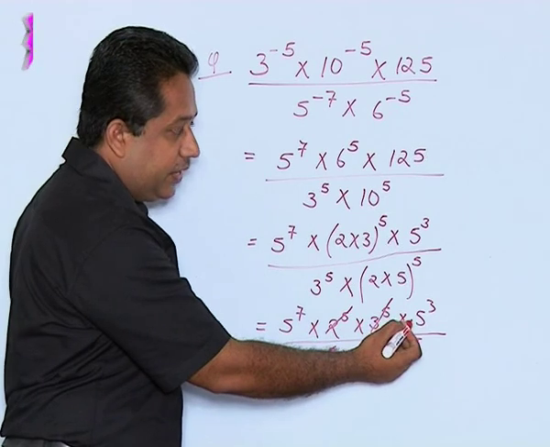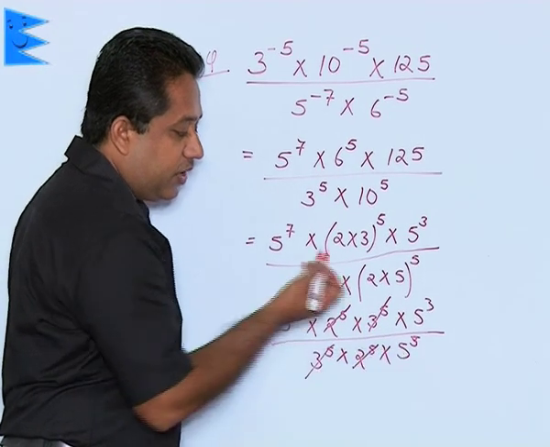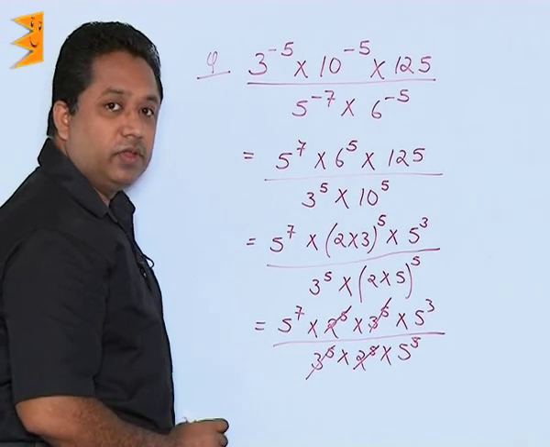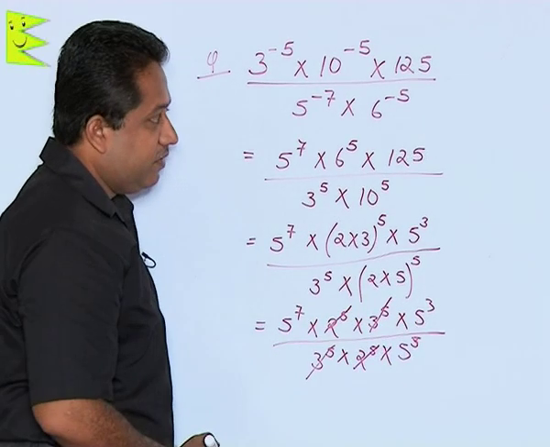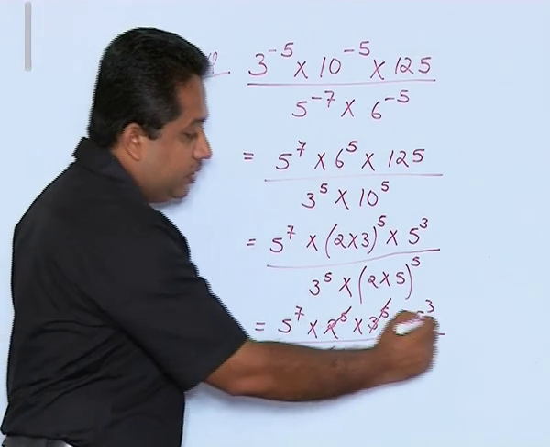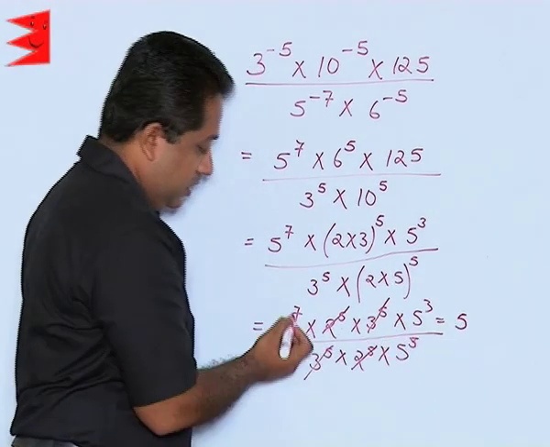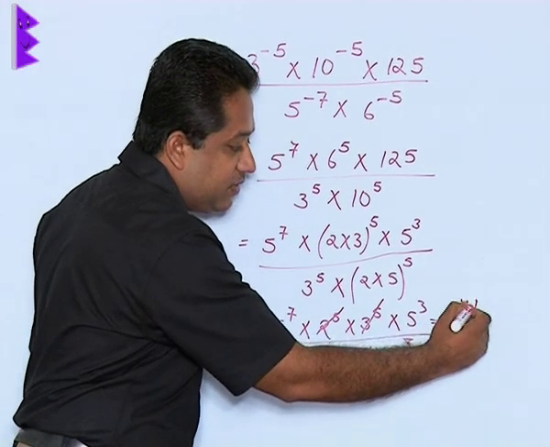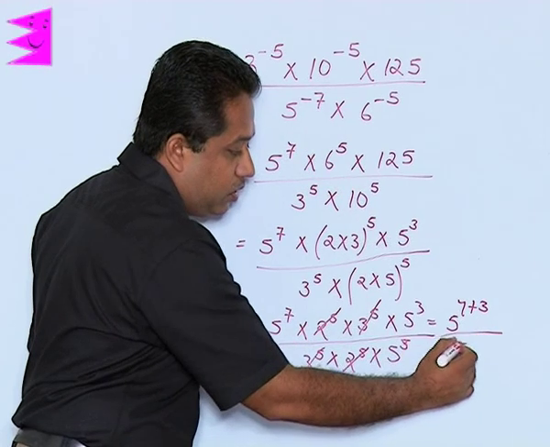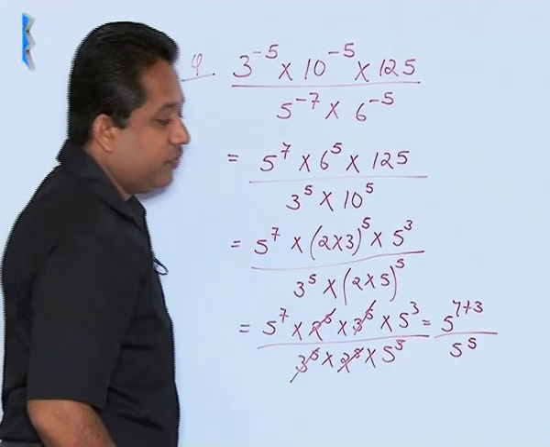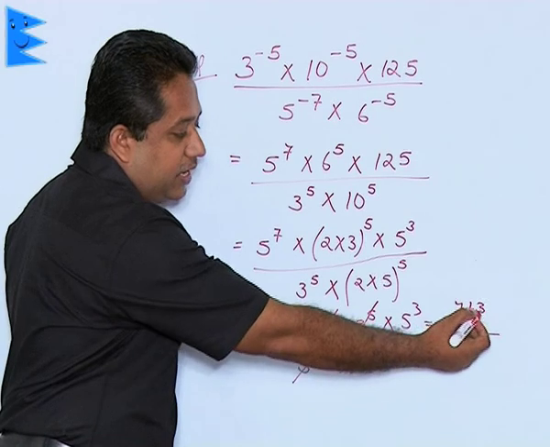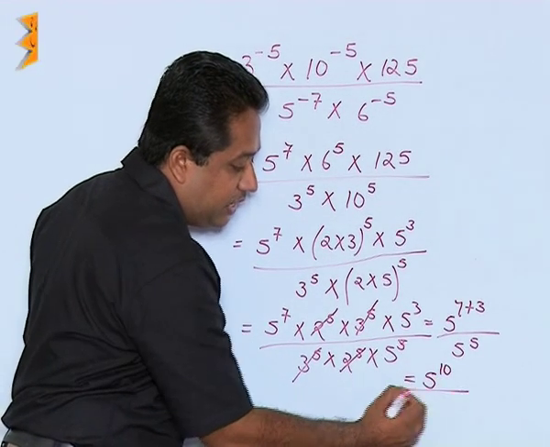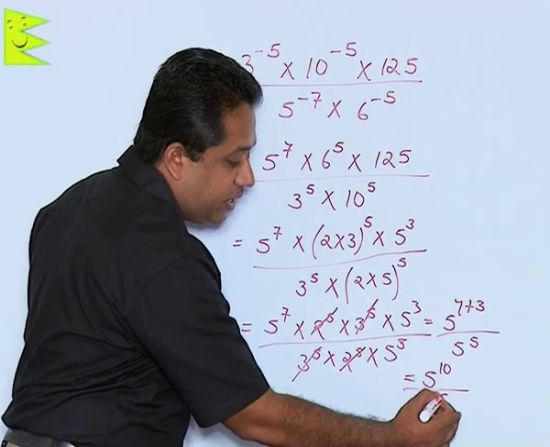5 to the power 7 into 5 to the power 3 upon 5 to the power 5. We observe that all of them are having base of 5. So if all of them are having a base of 5, then we can simplify that. This will become 5, the power here is 7 and the power here is 3. So this can be written as 7 plus 3 upon 5 to the power 5. Now adding the powers, we get 5 to the power 10. This will be 5 to the power of 10 upon 5 to the power 5.